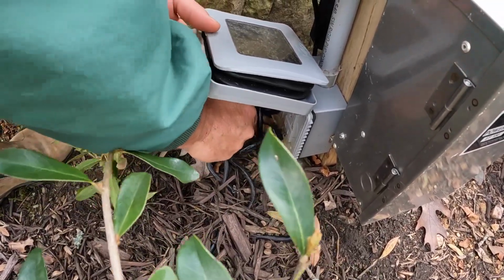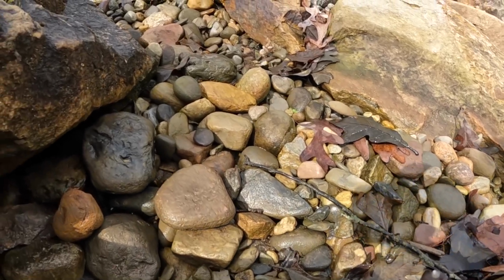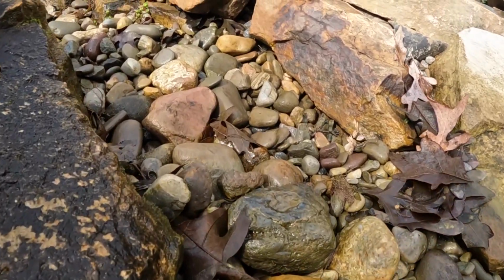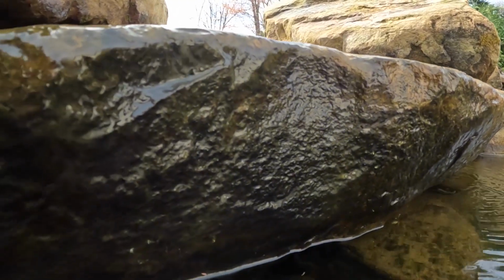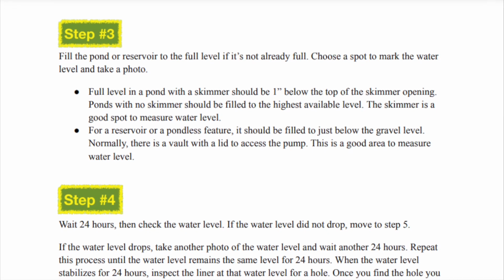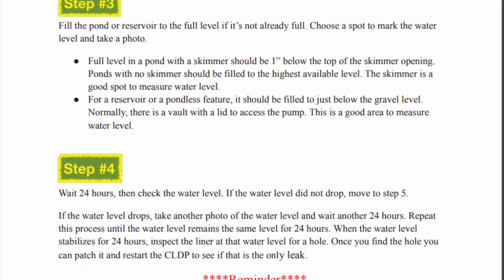Once 24 hours passes, you can move on to step 2, which is to check to make sure that no water is dripping out of your stream into your pond or your reservoir. If it is still dripping in, continue waiting until it stops. Step 3 is to fill the pond or reservoir to its full level if it's not already.